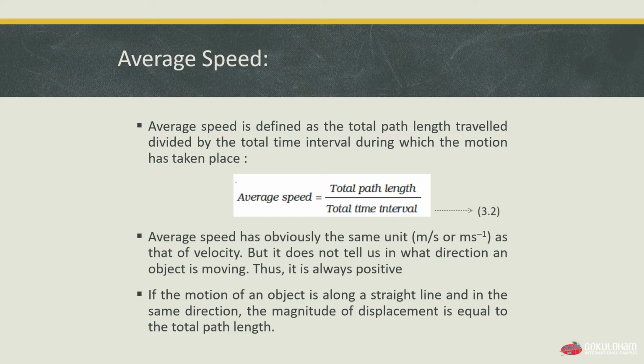Also, the unit of average speed is the same as average velocity, which is meter per second or meter second inverse. But the difference between average speed and average velocity is that average speed does not tell us in which direction the object is moving, and thus the object is always assumed to be moving in the forward direction and it is always positive. If the motion of an object is on a straight line and also in the same direction, then the value of total path length and magnitude of the displacement will be the same or equal.